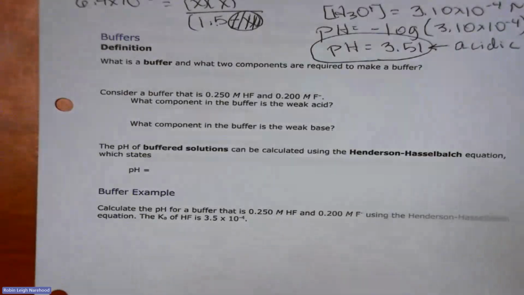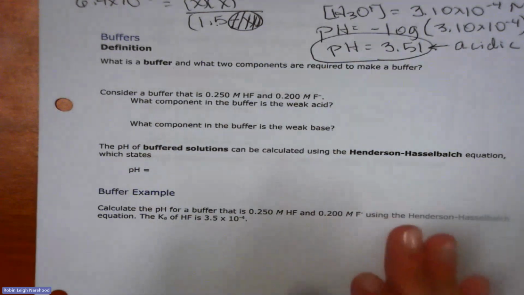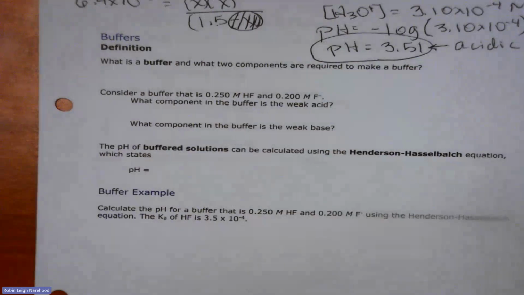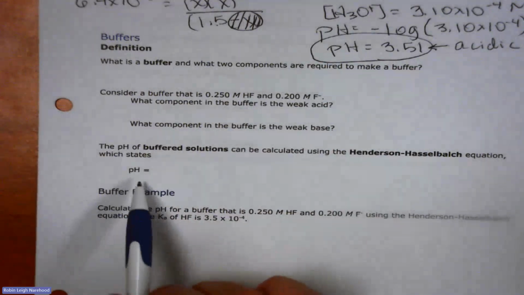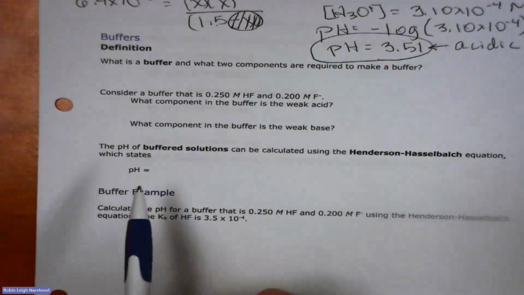So we're not gonna do a lot of calculations with buffers. There are quite a few calculations we could do, but we do not have quite as much time because of that 2-week snow we had. But I do want to go over what a buffer is. If we did a calculation with it, we would use a RICE chart to show how the concentrations changed. But we're going to just calculate the pH of a buffer that exists.